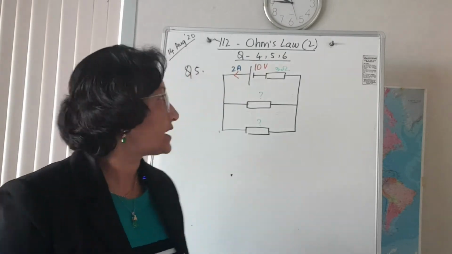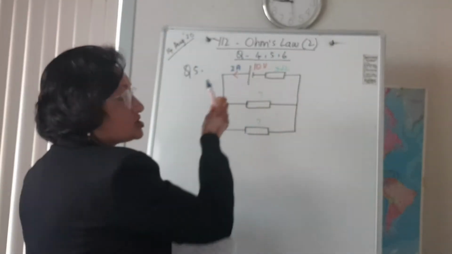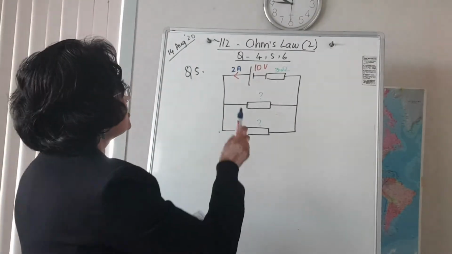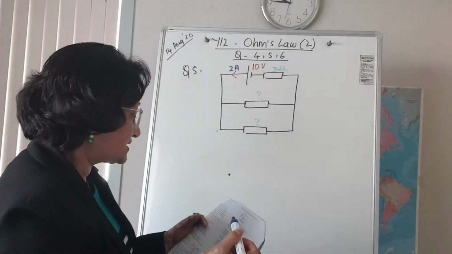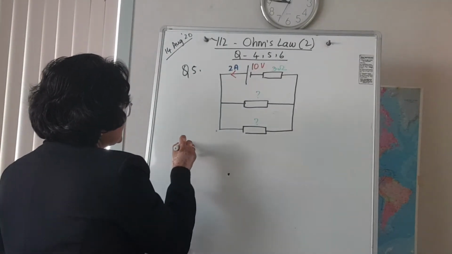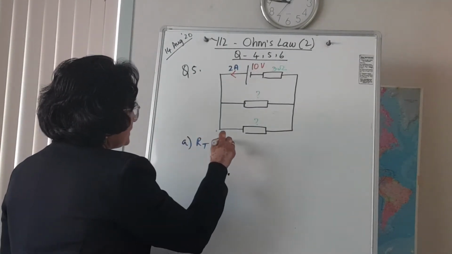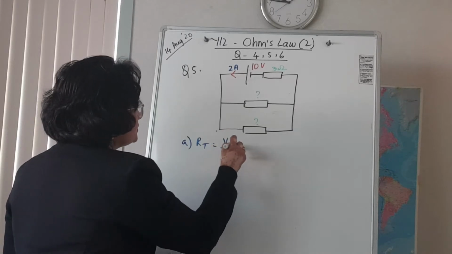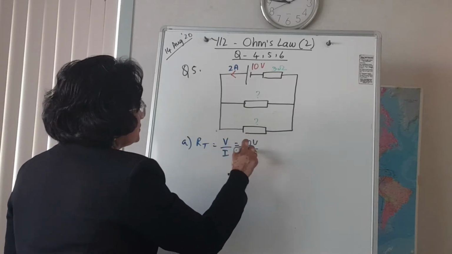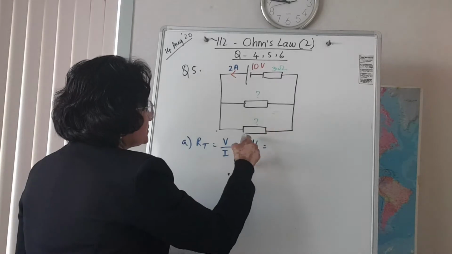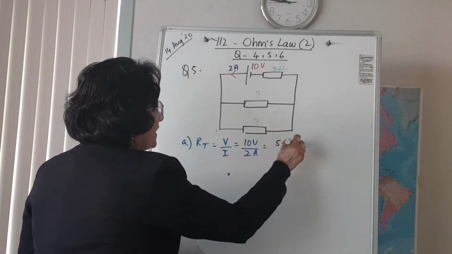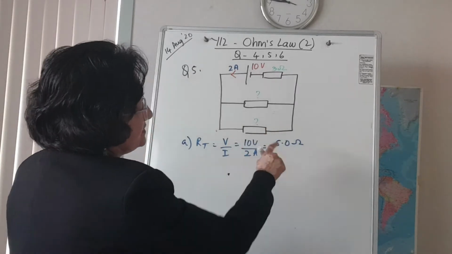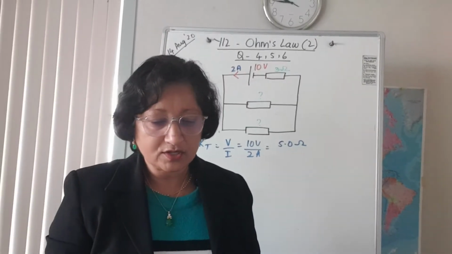We know that, right? The supply voltage is 10 volts and the current drawn from the battery is 2 amps. So the total resistance is V over I. Your voltage is 10 volts, your current is 2 amps, so 10 divided by 2 is 5 ohms. Two significant figures is important there.